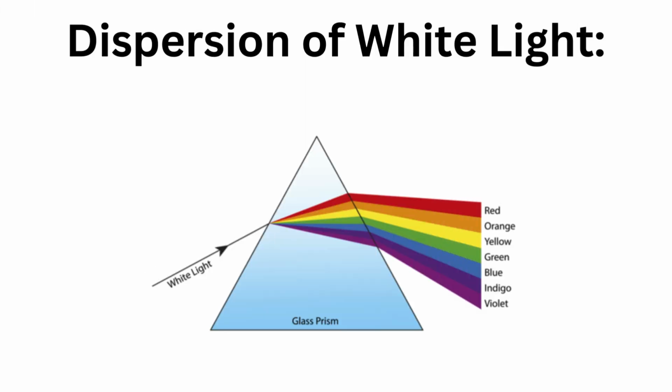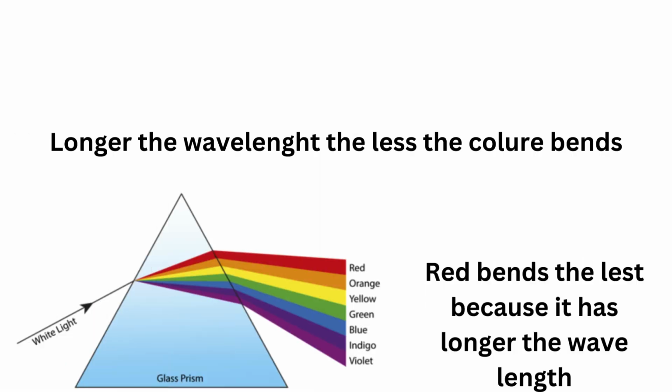Dispersion of white light. White light isn't just one color, it's a mixture of all colors. This becomes clear when white light passes through a prism, splitting into its component colors, a process known as dispersion. This happens because light slows down when entering a denser medium like glass, and different wavelengths slow down by different amounts. The result? A rainbow of colors, with red bending the least and violet the most.